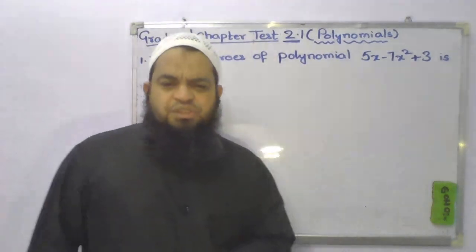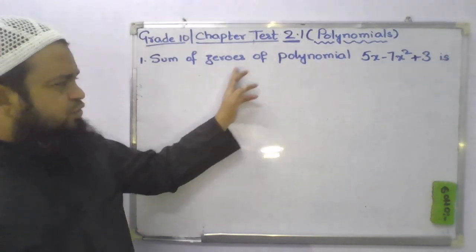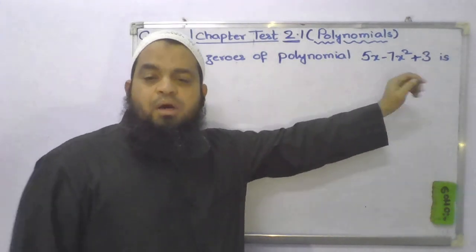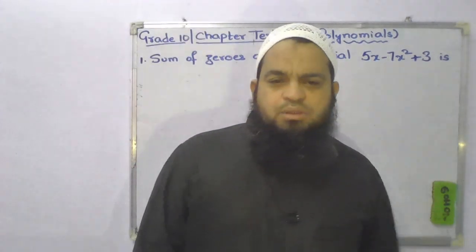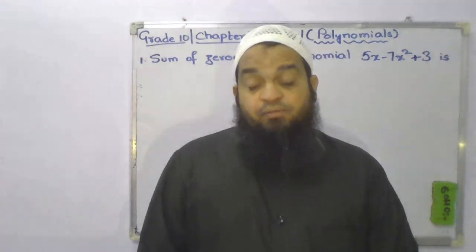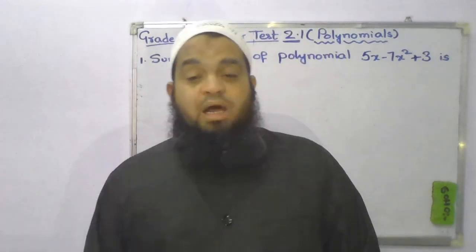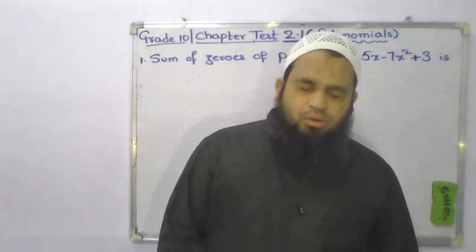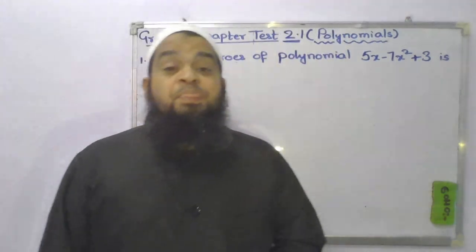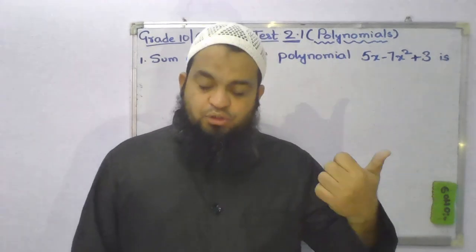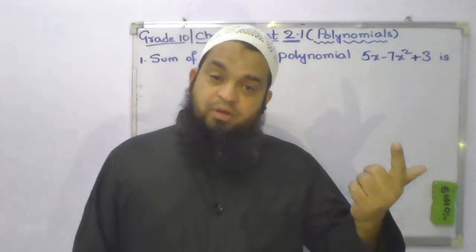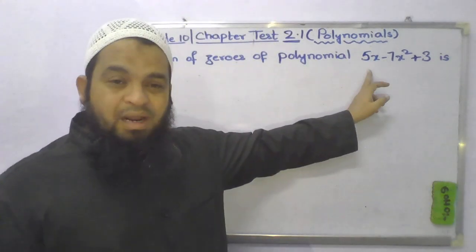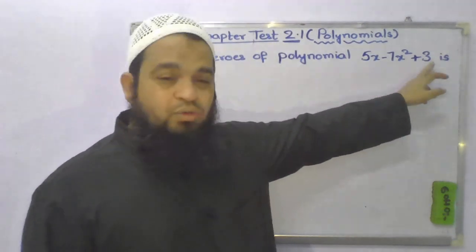Chapter test, first question: polynomials. Sum of zeros of the polynomial 5x minus 7x square plus 3. What do we know? Sum of zeros: if alpha and beta are zeros, then alpha plus beta is equal to minus b by a. We have studied in polynomials the relationship between the zeros of the polynomial and the coefficients of the polynomial. So don't go blindly with 5x minus 7x square plus 3.